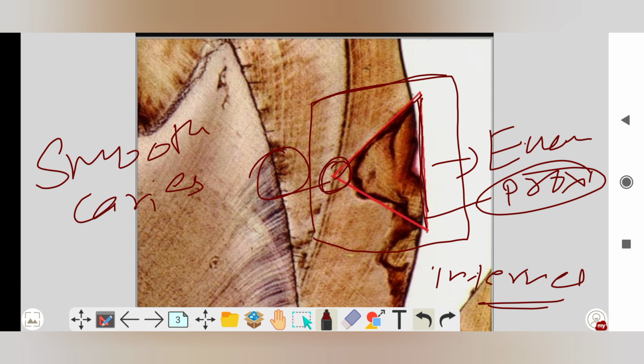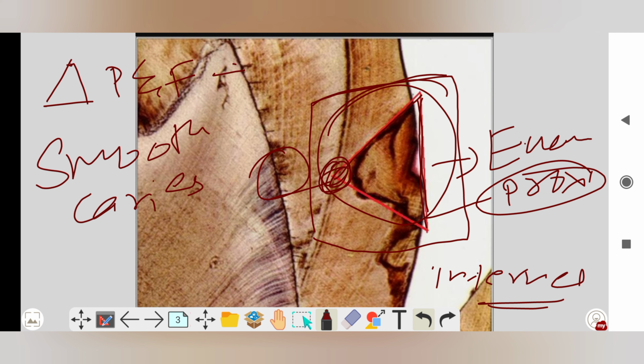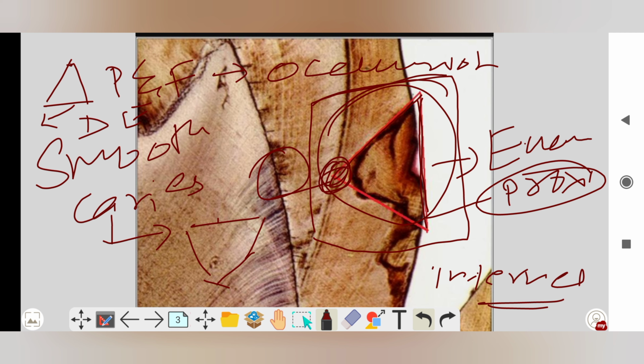So the important thing in pit and fissure caries is that the apex is towards the occlusal surface or towards the enamel, and the base towards the DEJ. But in smooth surface caries, the base is towards the enamel and the apex towards the DEJ, opposite to pit and fissure caries. Okay, so this is the important thing. So this is about smooth surface caries.